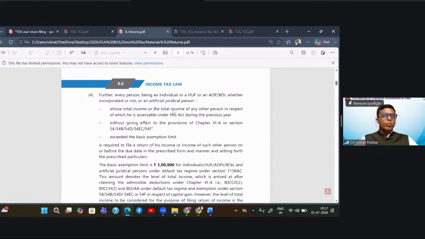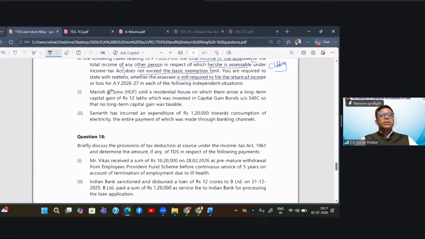And then comes our main question. Further, every person being individual, HUF, AOP, BOI, whether incorporated or not, whose total income or total income of any other person in respect of which he is assessable during the previous year, without giving effect to provisions of deductions, which is Chapter 6A, or without claiming the exemptions under capital gain, which is 54B, 54D, 54EC, 54F, exceeds the basic exemption limit, is required to file the returns. Correct? So you are required to file the return only if your income exceeds the basic exemption limit, but which income? Before giving effect to this.